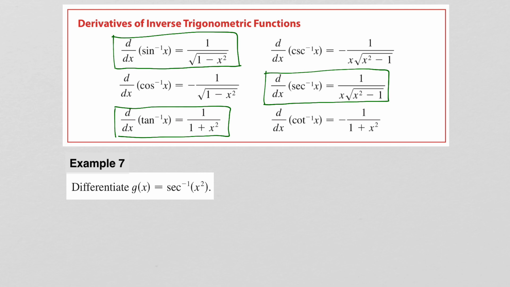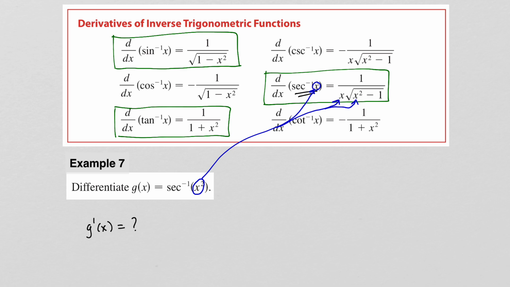So let's take a look at the next example where we have g of x is the inverse secant of x squared. And we want to find g prime of x. So let's recall right here that if you have the derivative of inverse secant of x, it's 1 over x times the square root of x squared minus 1. Now what's different is we don't have x, we have x squared. So if x squared is taking the place of x here, then x squared needs to take the place of x here and also here.